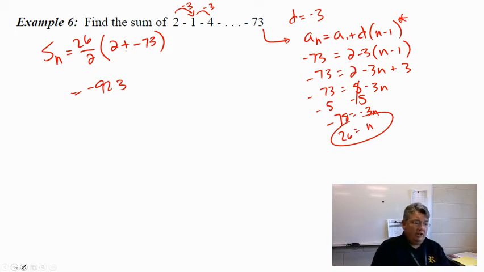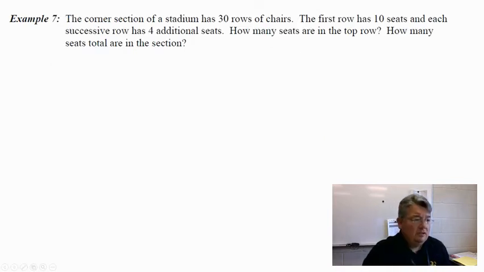Cool. Let's keep going. Hey, word problems. I love word problems, don't you? Yeah, stories and problems, put them together. I love stories and problems.